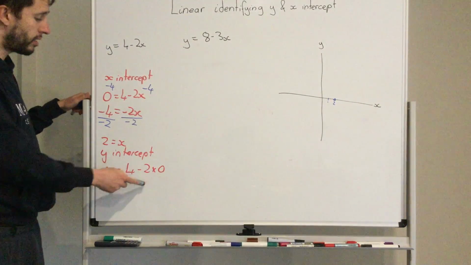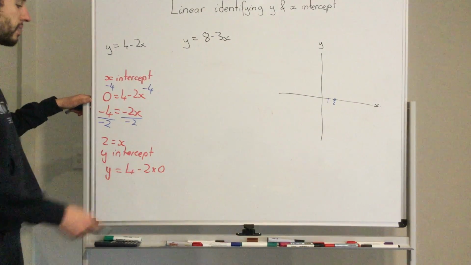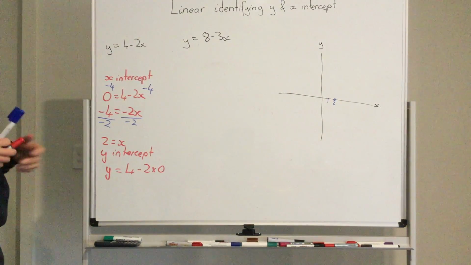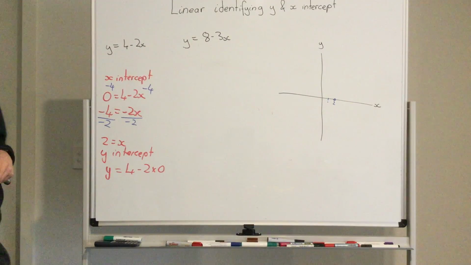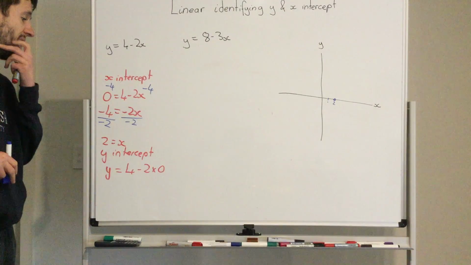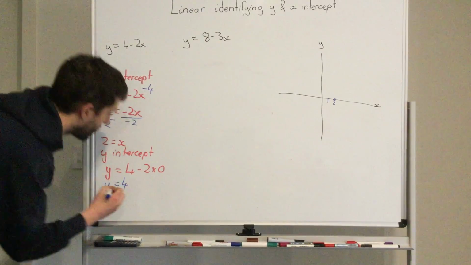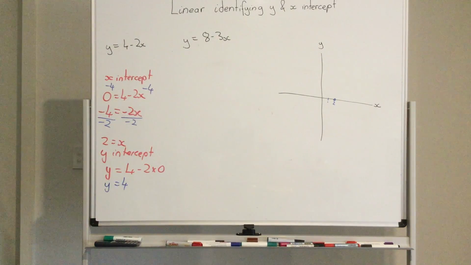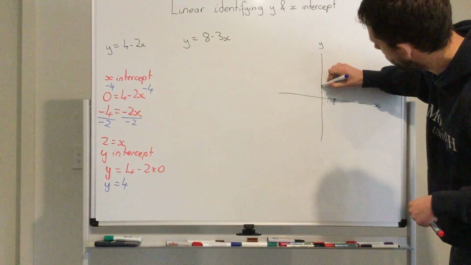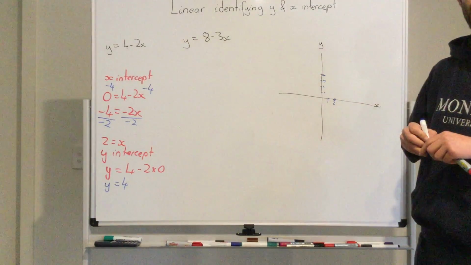Okay, now I can solve it. What's 2 times 0? 0. 4 take 0 is 4. So now that we've solved that, I can tell that y is going to equal 4. So that means over here, I've got 1, 2, 3, 4, and those are my 2 points.